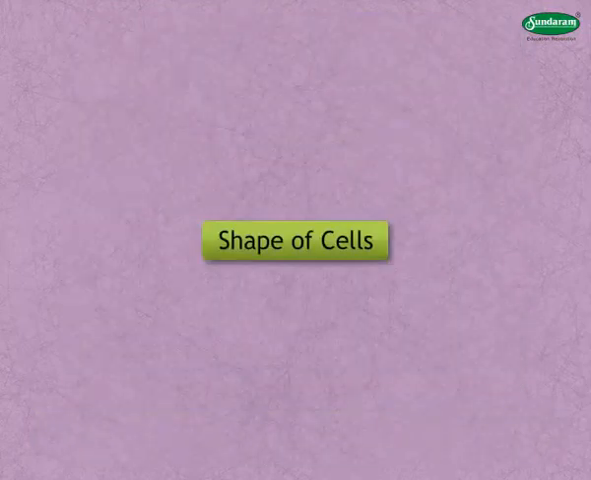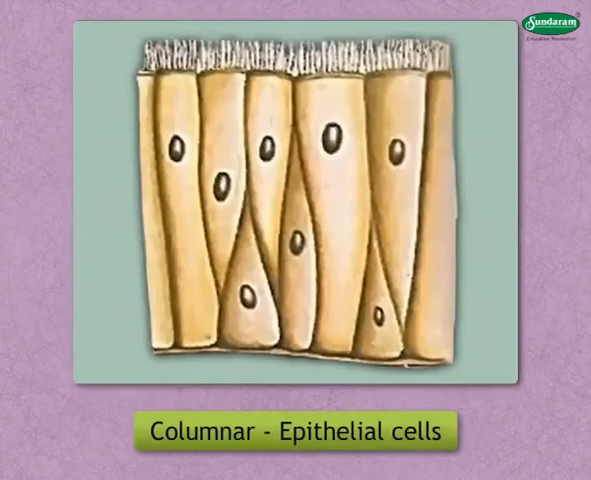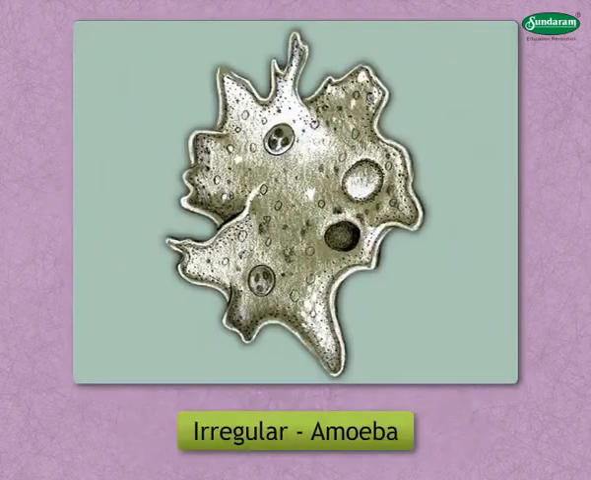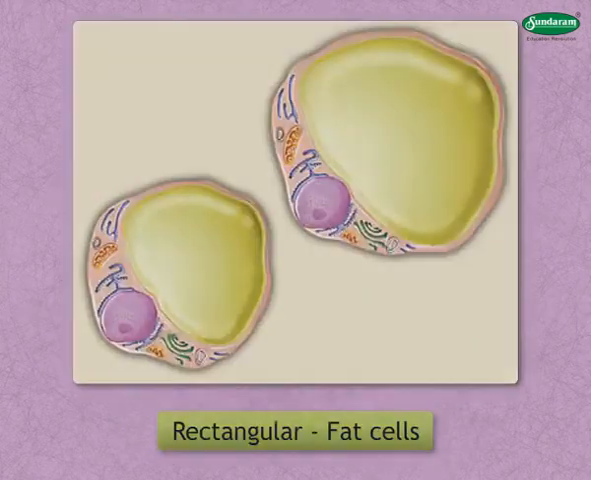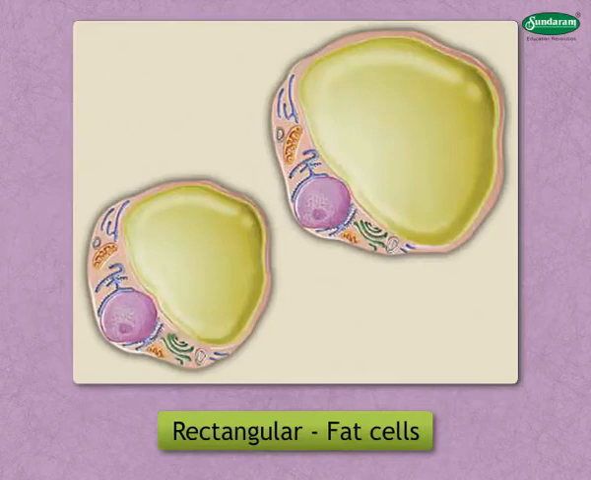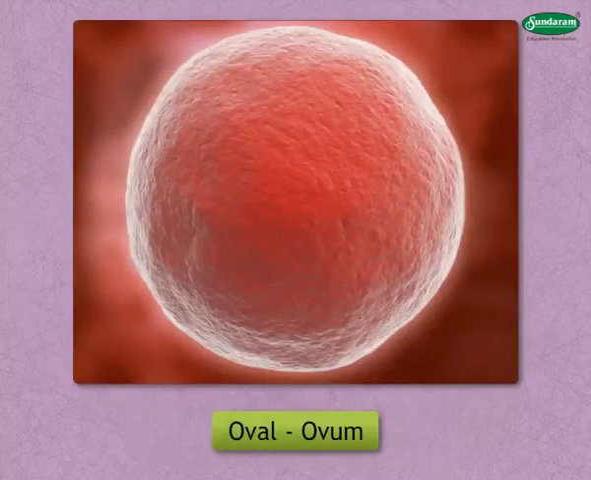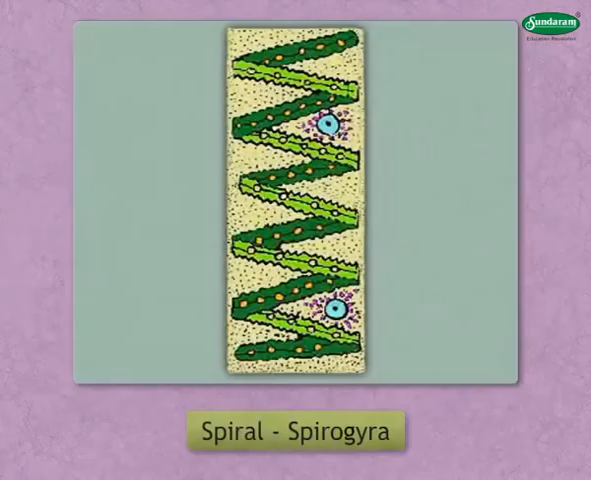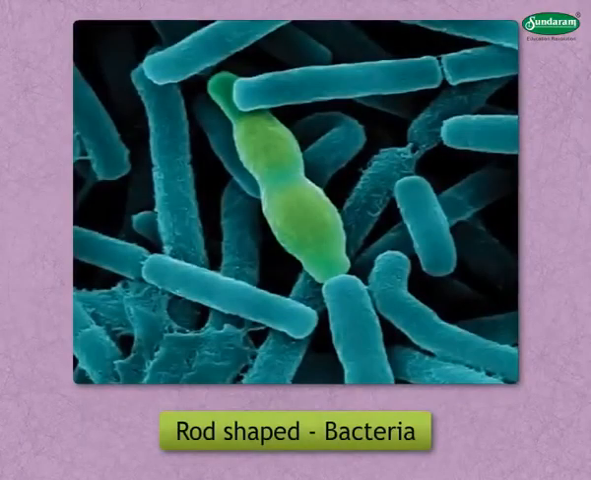Shape of cells. Cells can be of different shapes, such as columnar, as in epithelial cells, spindle, as in smooth muscle cell, irregular, as in amoeba, branched, as in nerve cells, rectangular, as in fat cells, circular biconcave, as in RBCs, oval, as in ovum, circular, as in sperm, spiral, as in spirogyra, rod-shaped, as in bacteria.